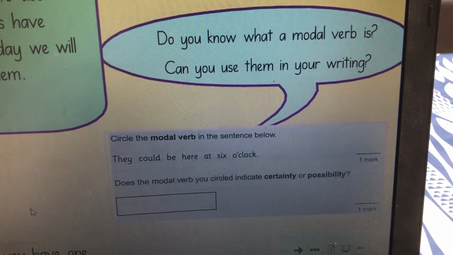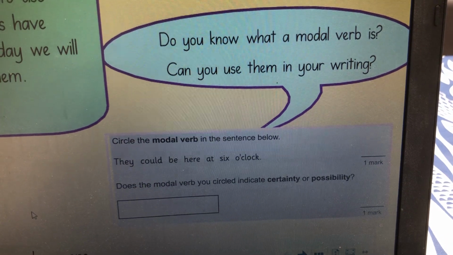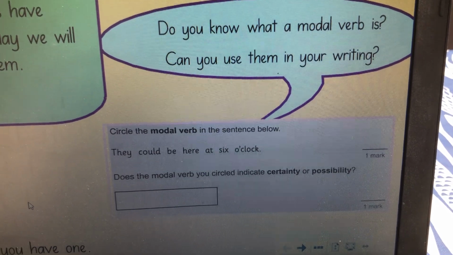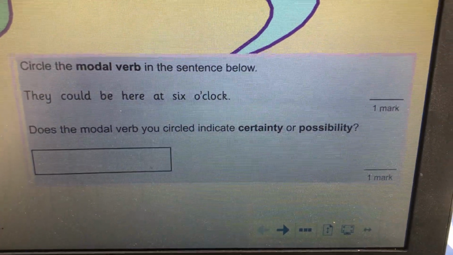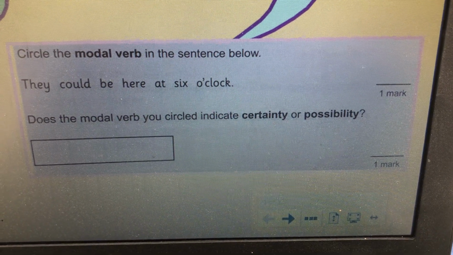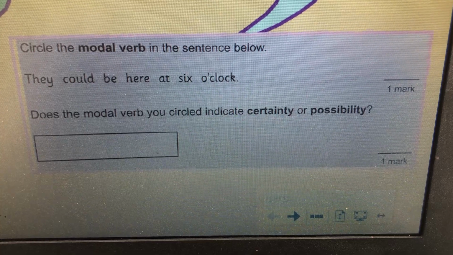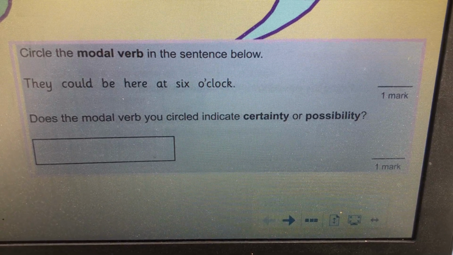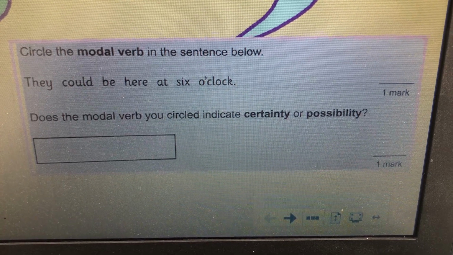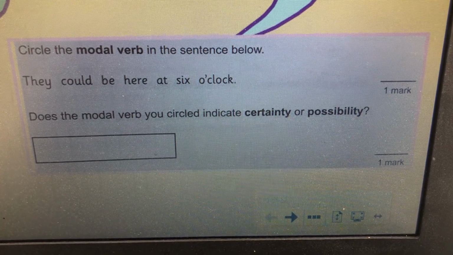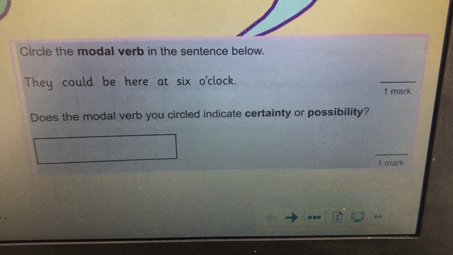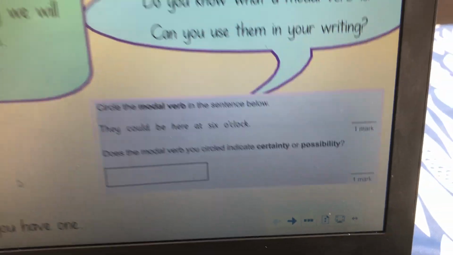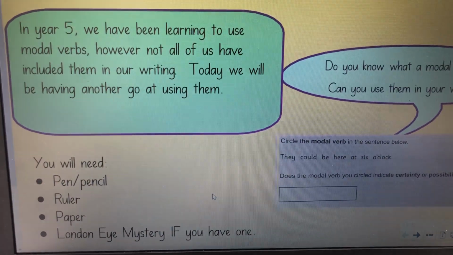So, ask yourself to begin with, do you know what a modal verb is? And can you use them in your writing? So here's an example of a SATs type question. Circle the modal verb in the sentence below. They could be here at 6 o'clock. Which word would you circle to identify the modal verb? And does the modal verb you circled indicate certainty or possibility?